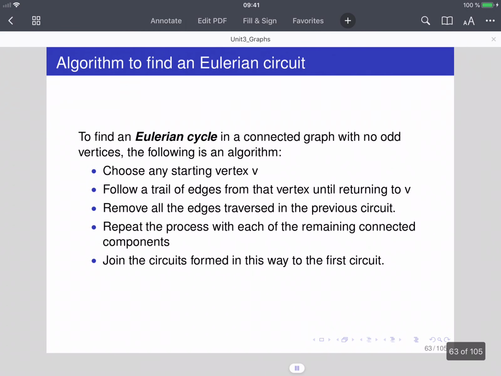So how do we compute this cycle if it exists? Well, what we do is to use a recursive algorithm.